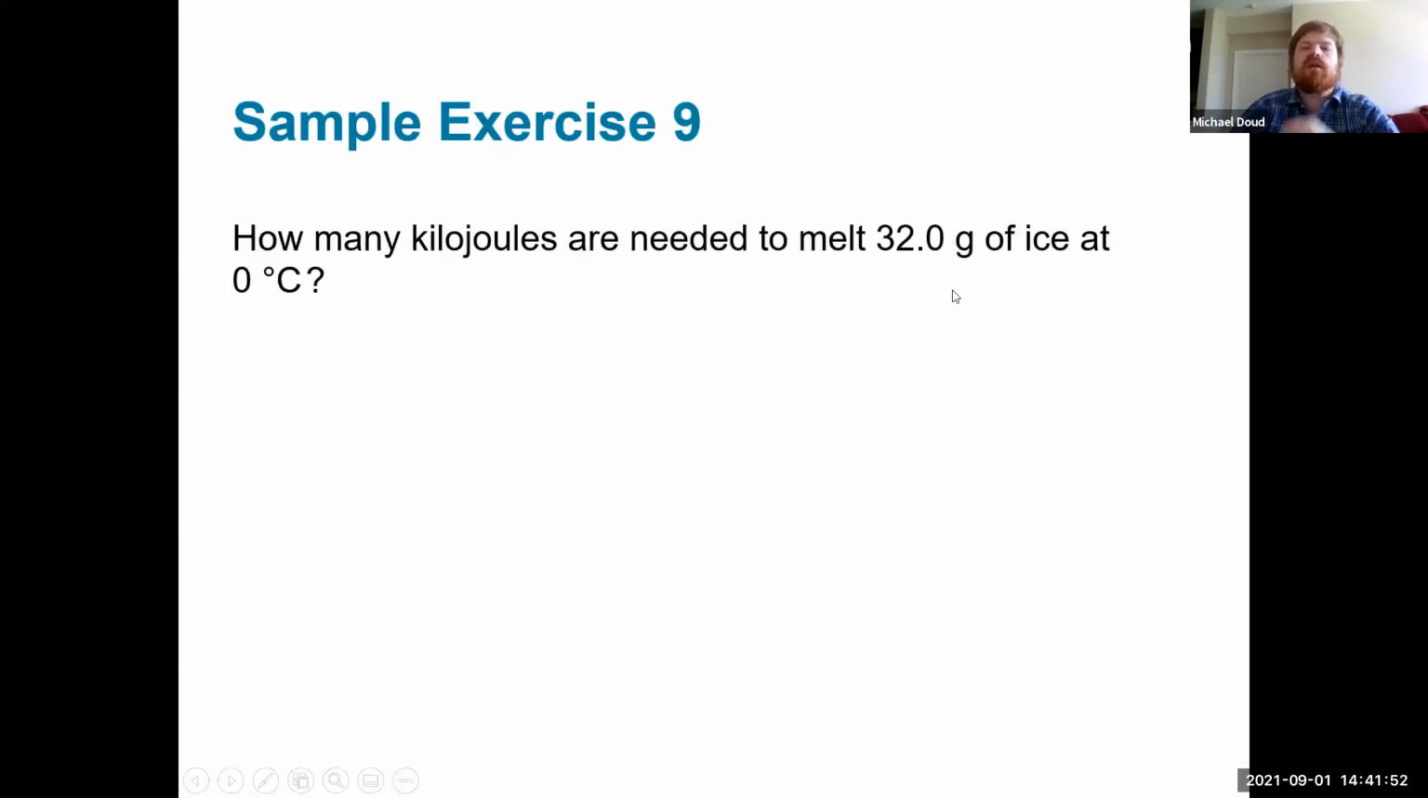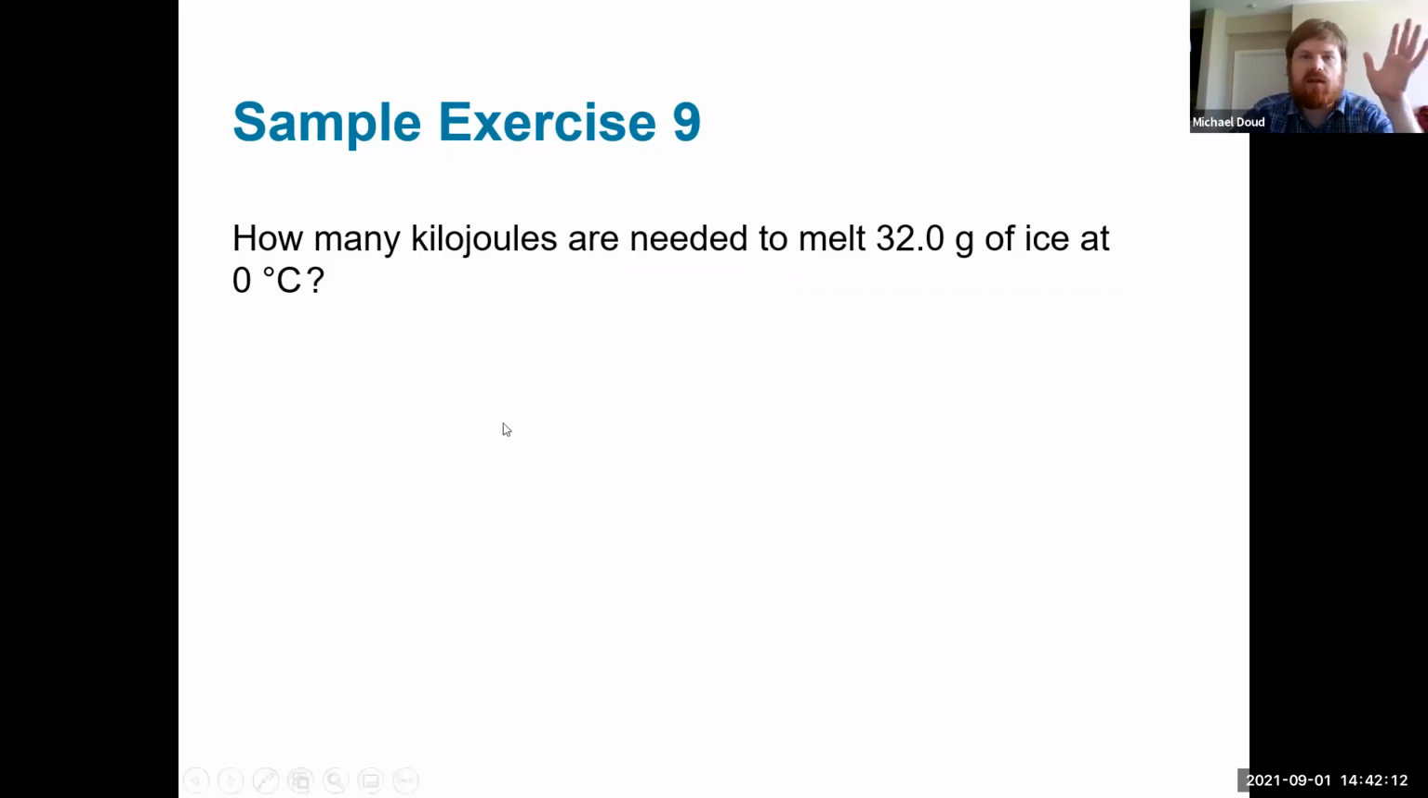Okay, so here we go. How many kilojoules are needed to melt 32.0 grams of ice at the melting point, 0 degrees Celsius? Now, I think I've explained it well enough that you can give this a try. So go ahead, pause the video here, and when you come back, we will go ahead and go over it. So pause it.